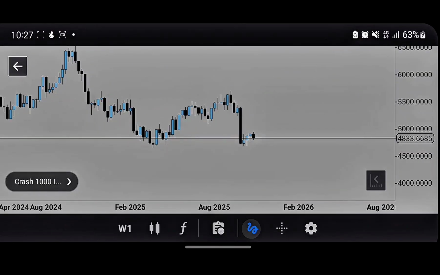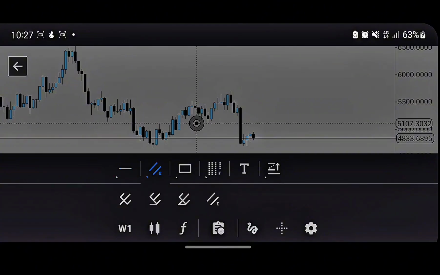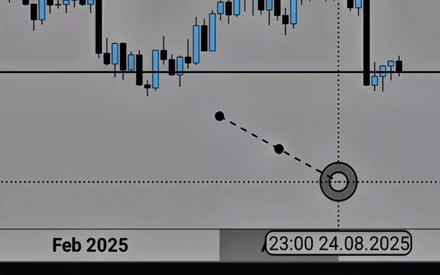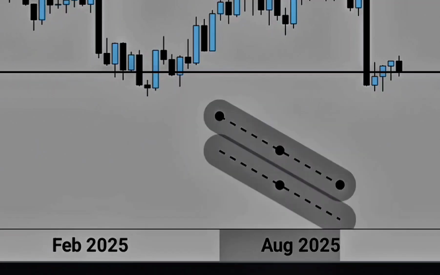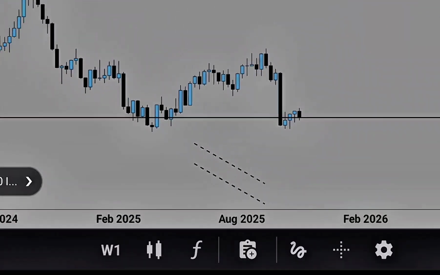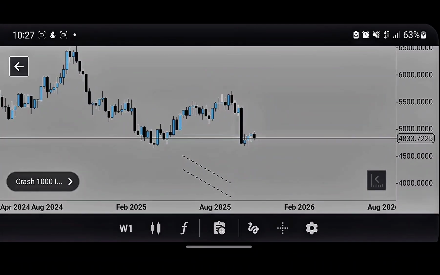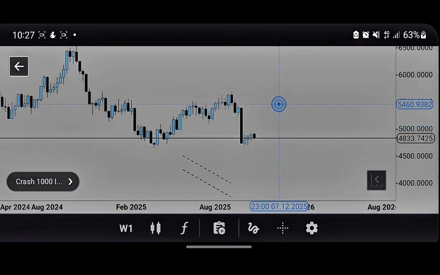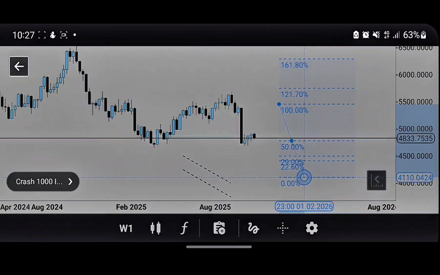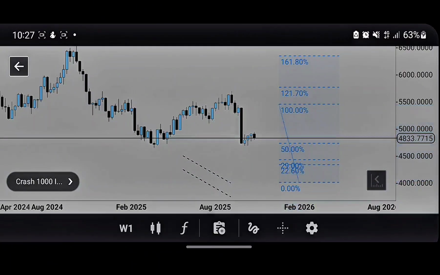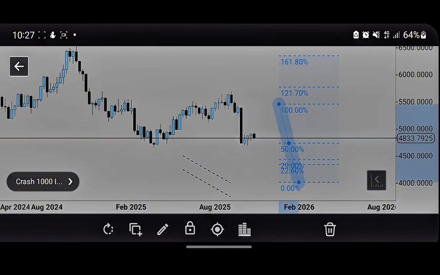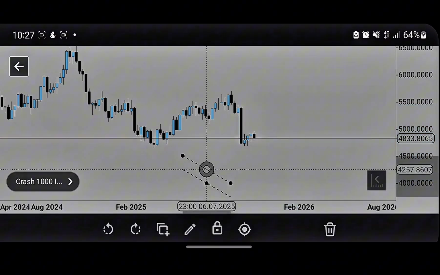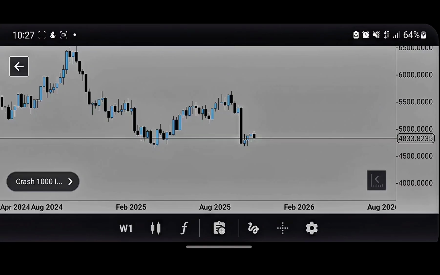Another thing that you're going to see me use often is this equidistance channel. I'm mainly going to be using this one for showing trends, okay? And another thing that I'll be using will be the Fibonacci, okay? I'll be using this one to find optimal areas to enter from, and also finding discounted areas in price. Alright, so let's get to it.